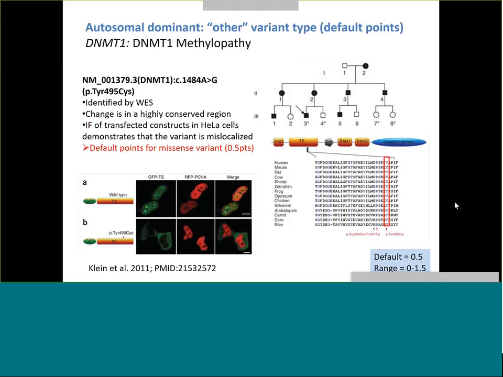Were you scoring the experimental evidence in favor of the gene disease association or in favor of the variant itself? The gene disease association.